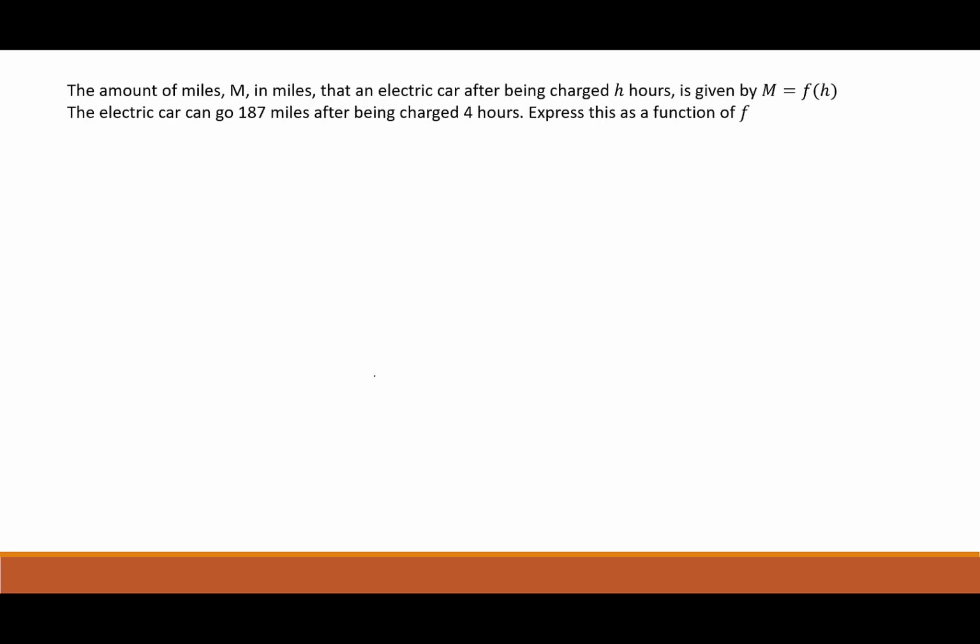Let's try that with some words just to see how we would write notation. I have the amount of miles m that an electric car, after being charged h hours, is given by m equals f of h. The electric car can go 187 miles after being charged for 4 hours. Express this as a function of f. So I would say m, which is my miles, is f of the number of hours. Well, my number of hours is given as 4. So this is f of 4 is equal to the miles, which was 187.